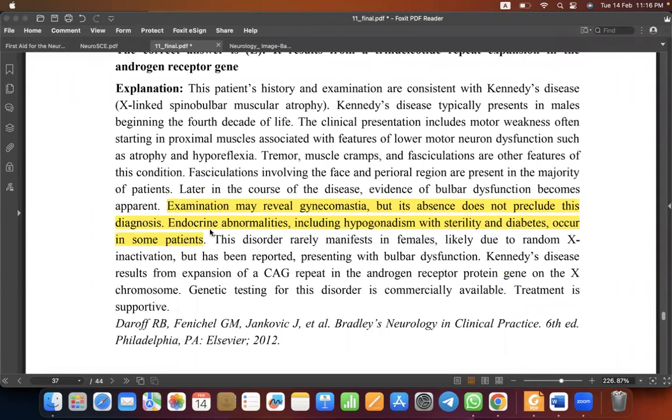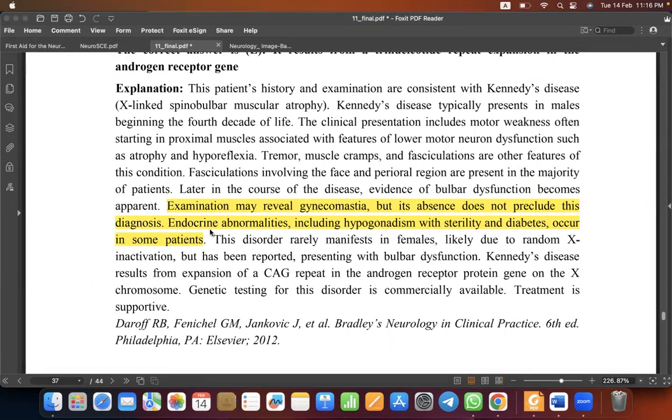bulbar muscular atrophy. Kennedy's is typically present in males at the beginning of the 40s, as I told earlier. The clinical presentation includes motor weakness starting from the proximal muscles and also involving lower motor neuron function with atrophy and hyporeflexia. Tremor, muscle cramps, and fasciculation are quite common in this condition. The fasciculation involves the face and perioral region.